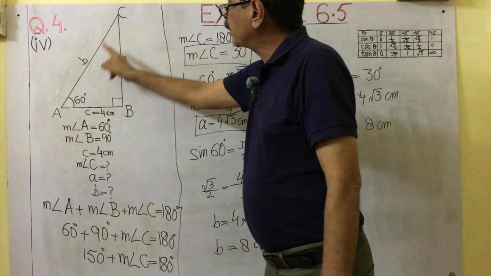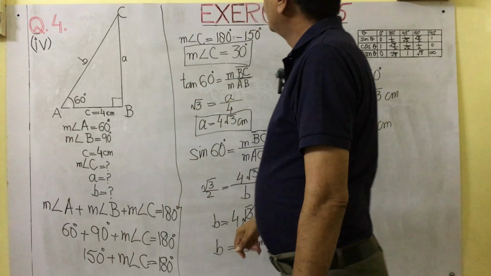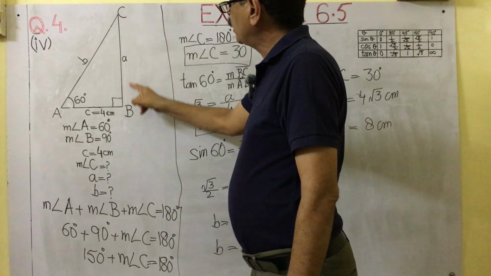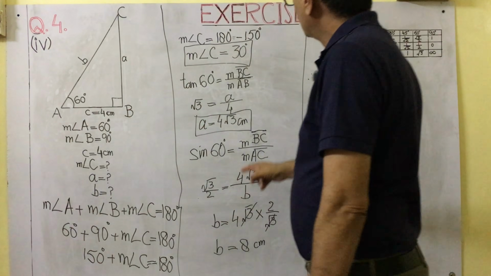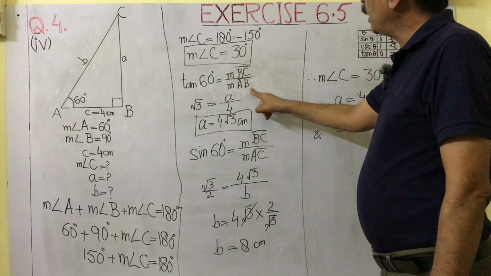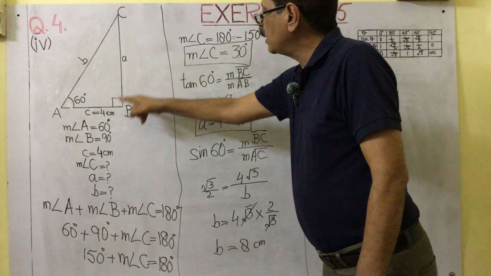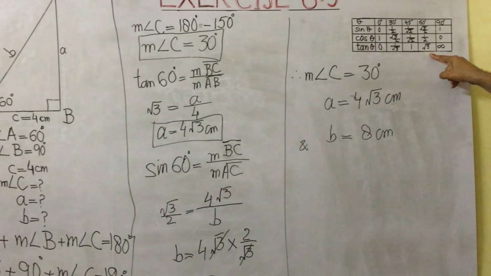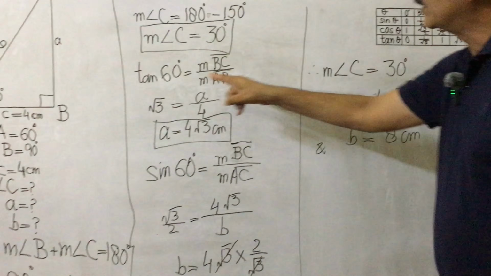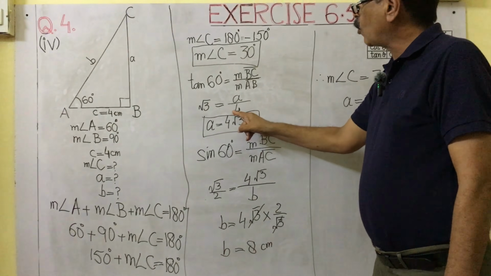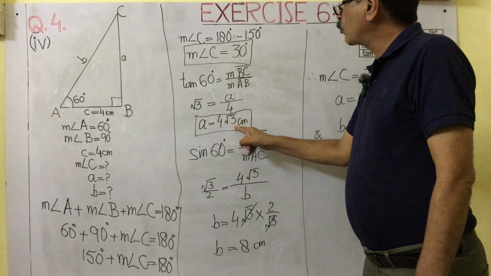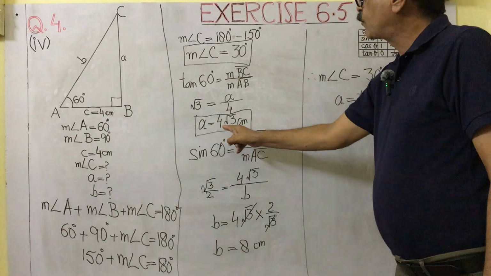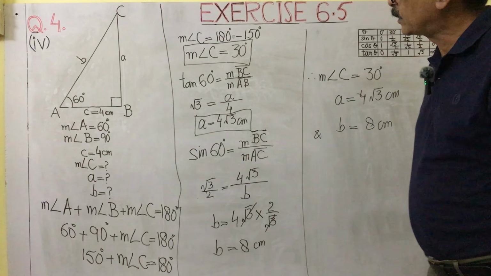In right angle triangle ABC, tangent of 60 degrees is equal to perpendicular over base, that is BC over AB. BC is A, AB is 4. Tangent of 60 is square root of 3. Now by cross multiplying, 4 into square root of 3 is equal to A. So the value of A is 4 into square root of 3 centimeters.